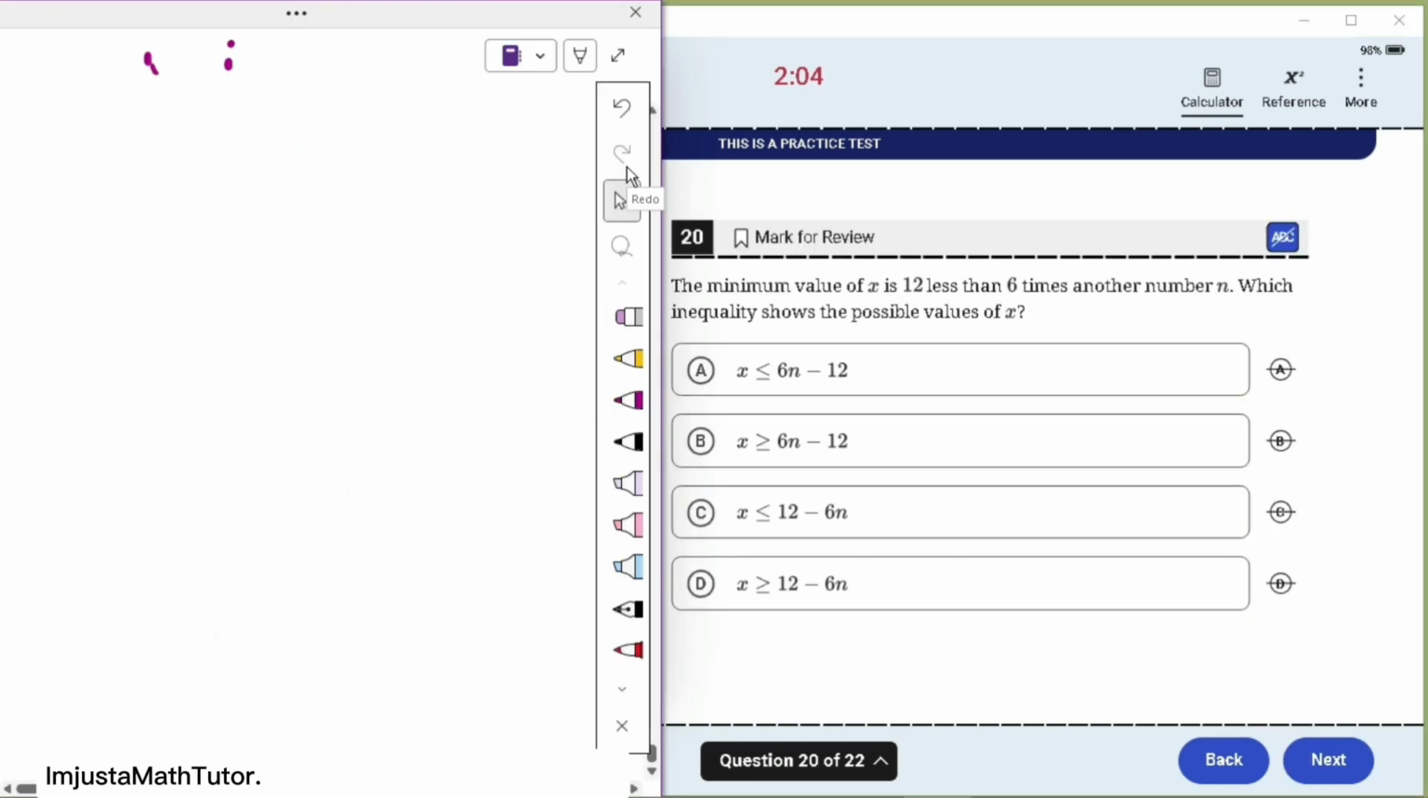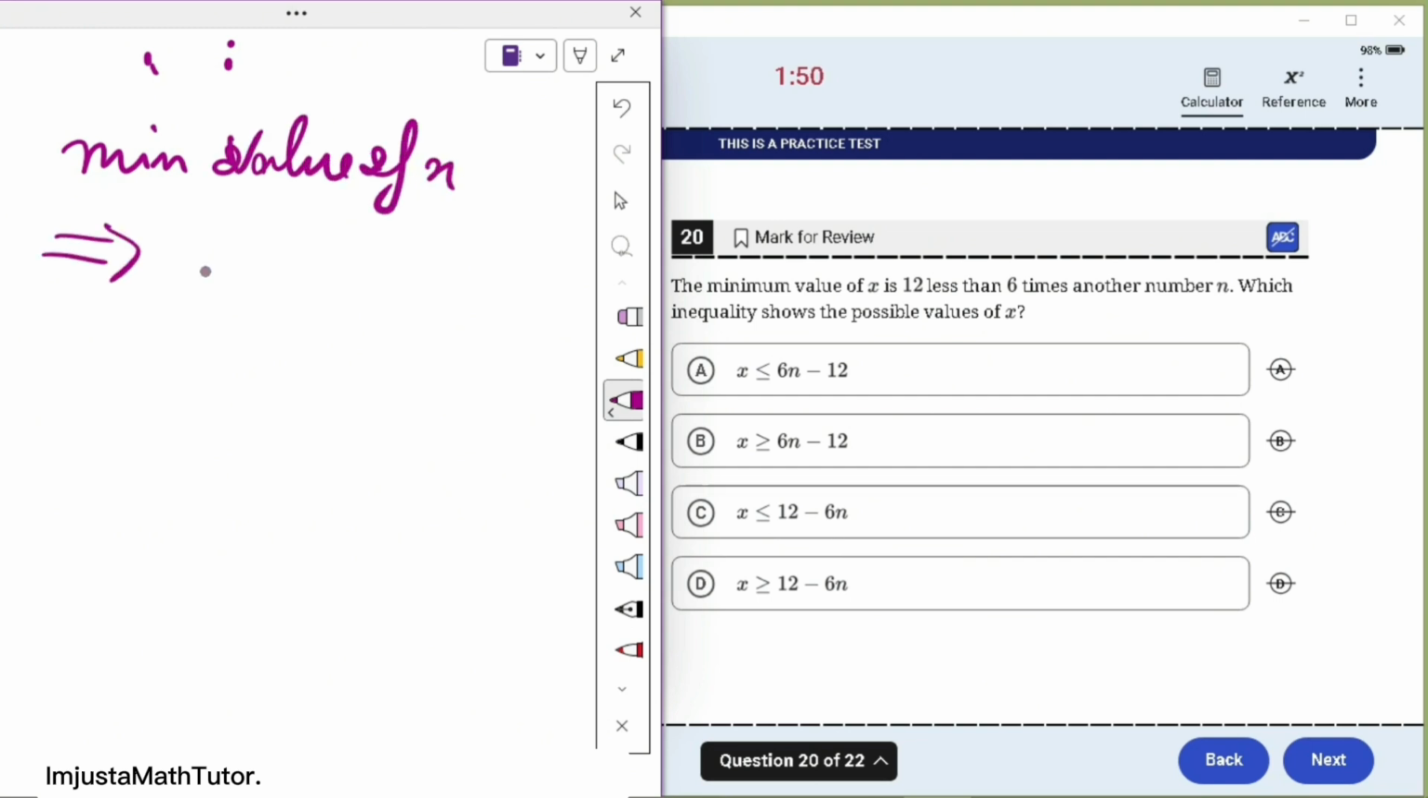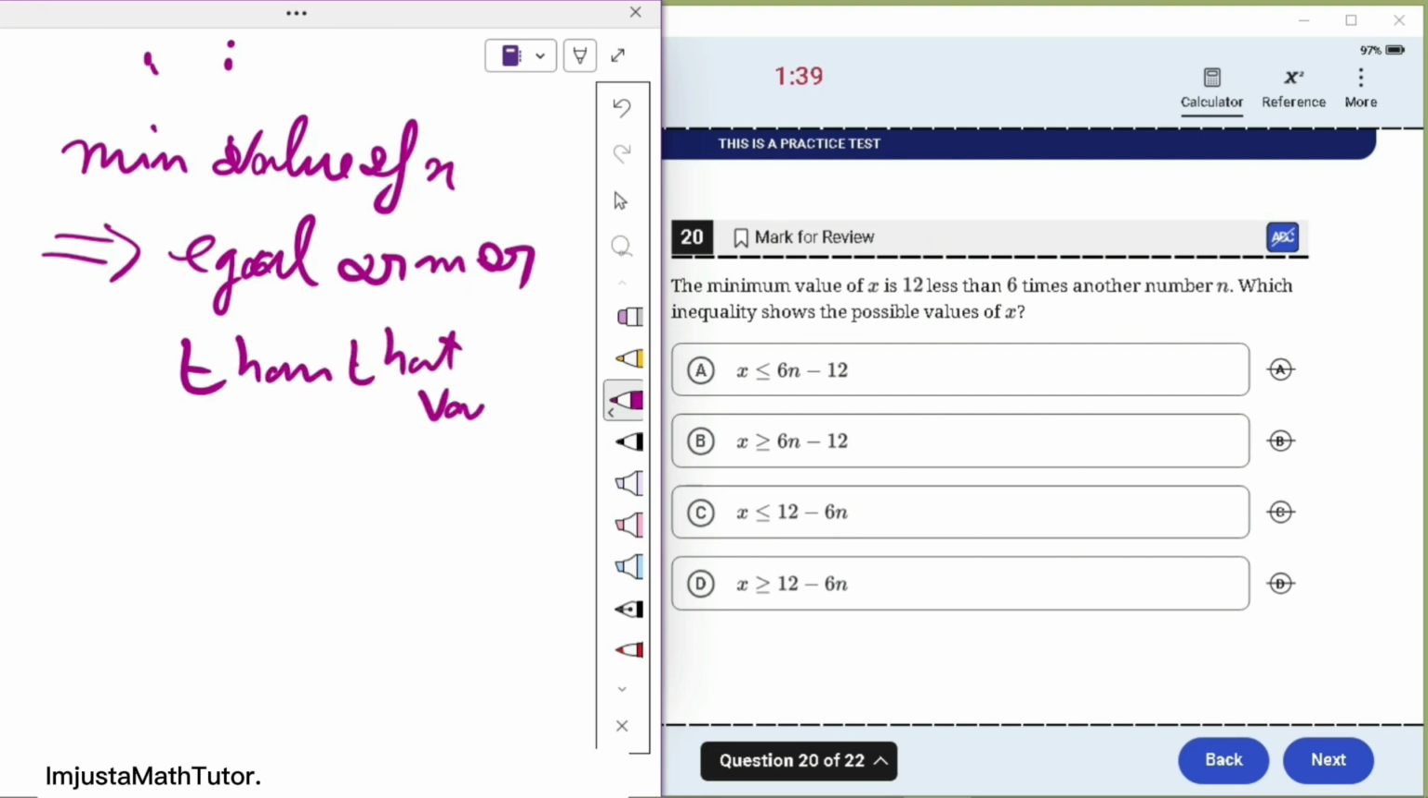The minimum value of x is 12 less than 6 times another number n. Which inequality shows the possible values of x? Okay, so the minimum value of x implies that x can be equal or more than that value. So x is equal or more to something. Okay, what is that something?